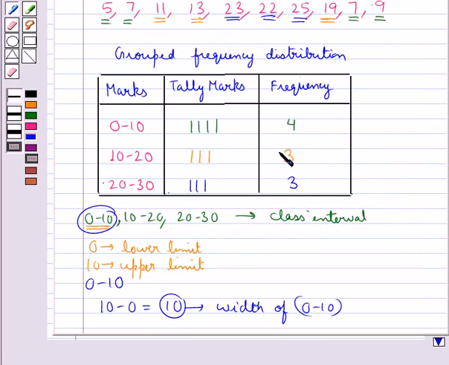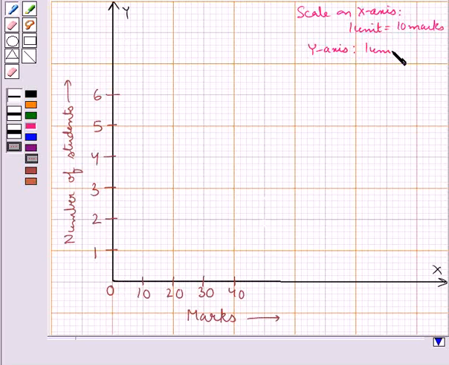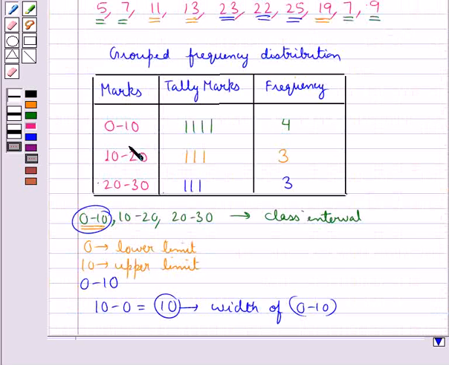Consider this group frequency distribution, which showed the marks of the students in English subject. Now let's represent this data using histogram. So we have taken the marks on the x-axis and the scale that we have taken on the x-axis is 1 unit represents 10 marks and we have taken the number of students on the y-axis and the scale on the y-axis that we have taken is 1 unit represents 1 student. According to this table, we have that the number of students getting the marks between 0 to 10 are 4. That is, the frequency is 4.